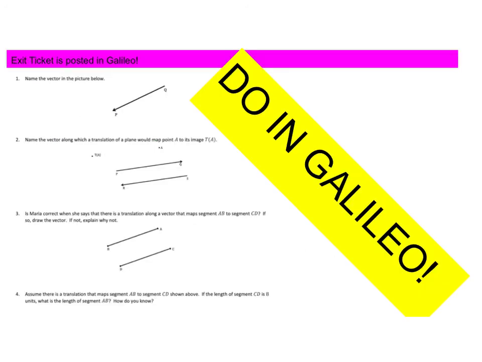Alright, here's what your exit ticket looks like. It'll look a little bit different once it's in Galileo because it'll have some multiple choice options. Make sure you get this done and then move into your reflection and all that like I said before. Okay?